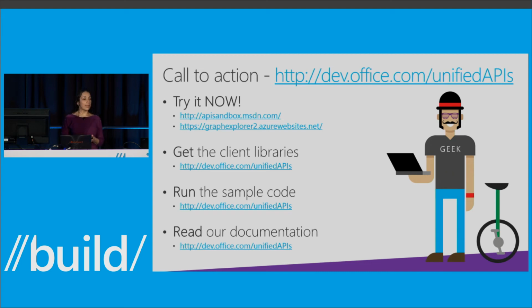You can get the client libraries. We have client libraries available in .NET, iOS, and Android. And there's sample code on GitHub that already uses the Unified API on the same platforms. And there is full documentation on MSDN around the preview that we have right now. So let me show a little bit of the API sandbox.